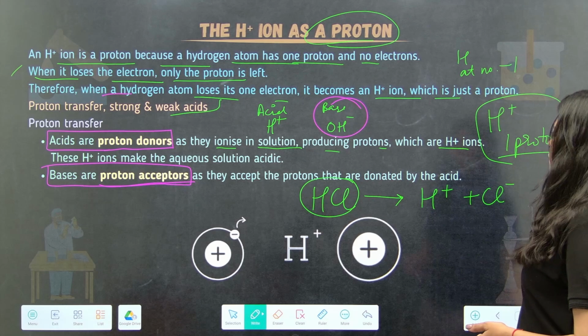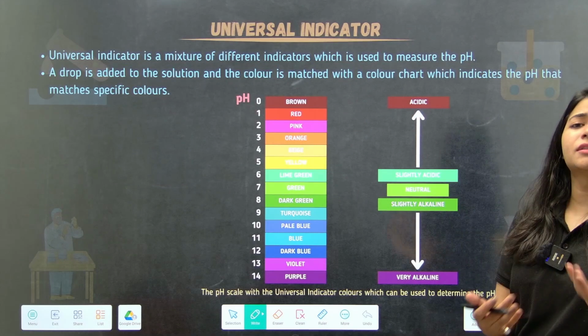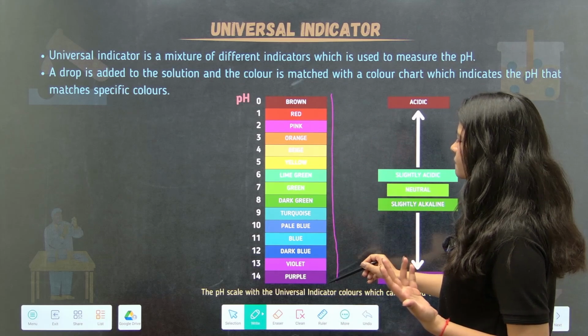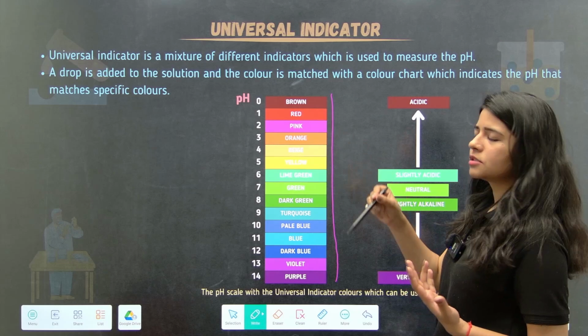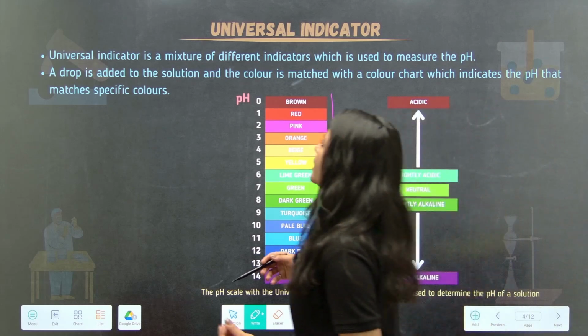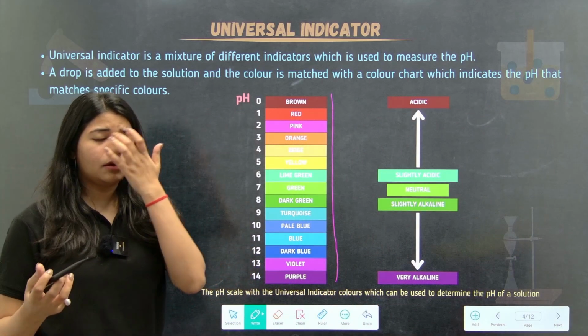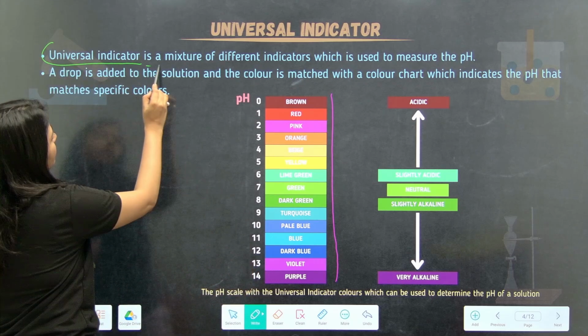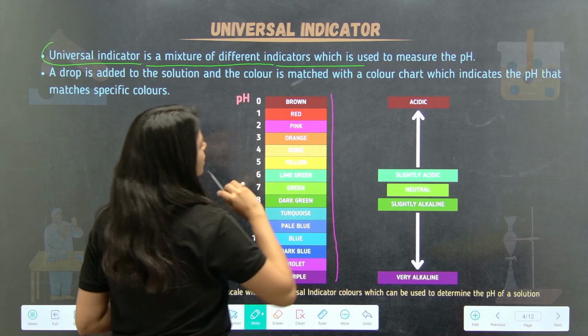Alright, now let's move on ahead. So universal indicator. Now what is universal indicator? It looks something like this, where we have different shades of color. It is basically a mixture of different dyes or indicators. A universal indicator is a mixture of different indicators which is used to measure the pH.